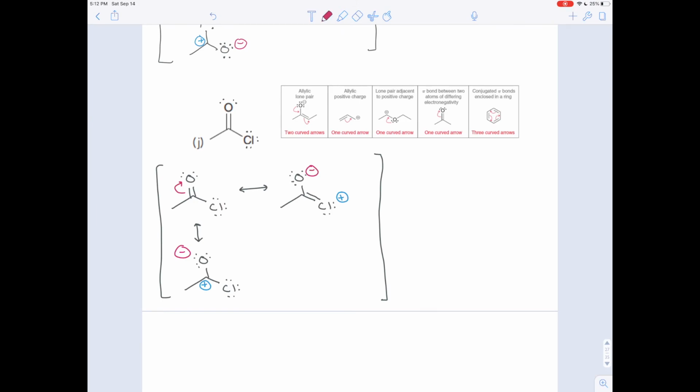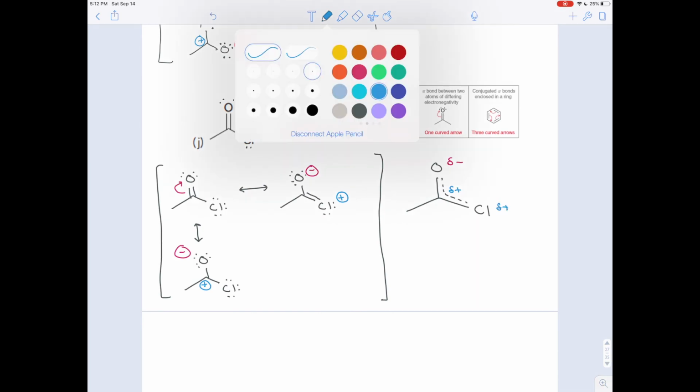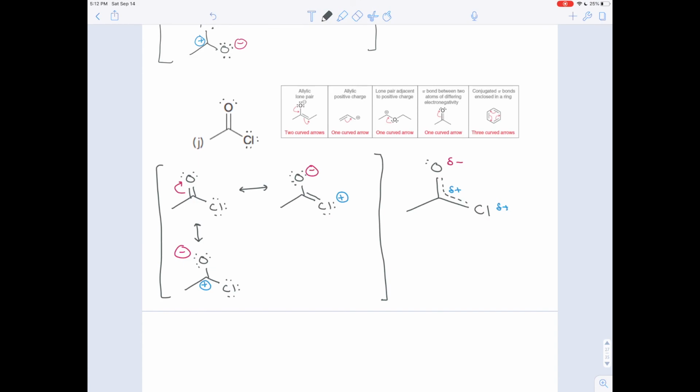And so the true structure would never look like any of them. The true structure would always look something like this: a slight negative charge on the oxygen and slight positive charges on the carbon and the chlorine. I'll just fill in the lone pairs there. And so that would be something like what the true structure would always look like. Notice how the charge is spread out over the molecule. It's not stuck on individual atoms. That helps to stabilize the molecule.